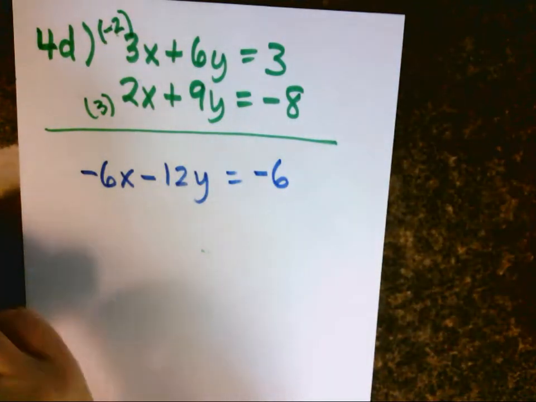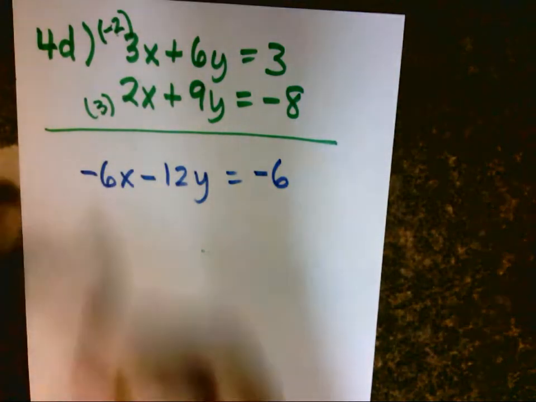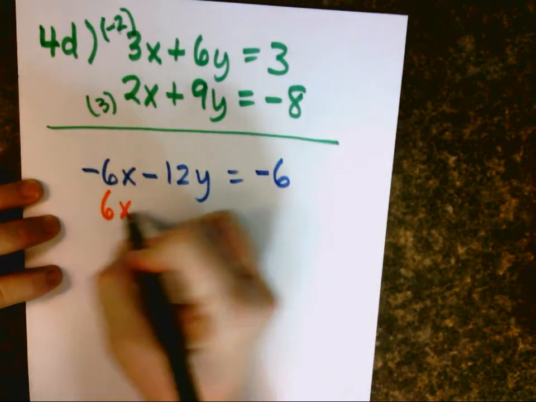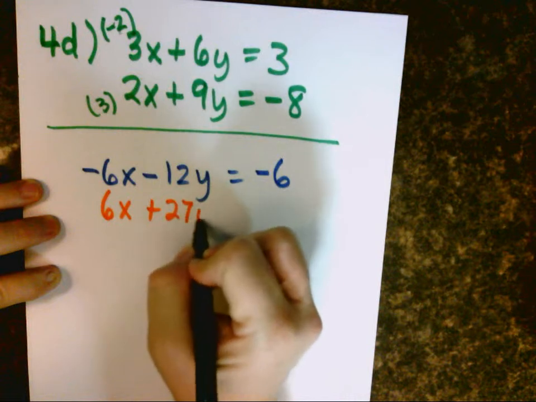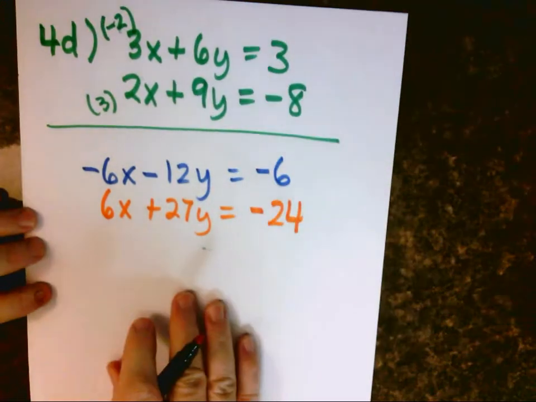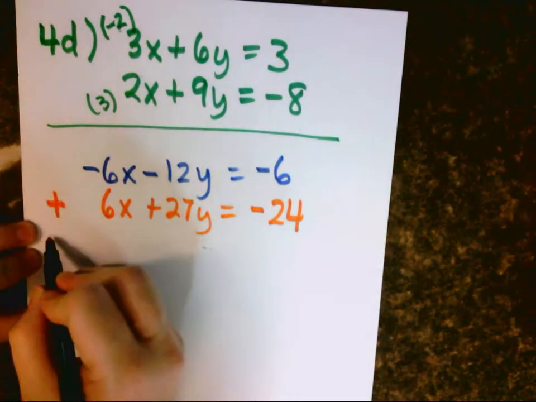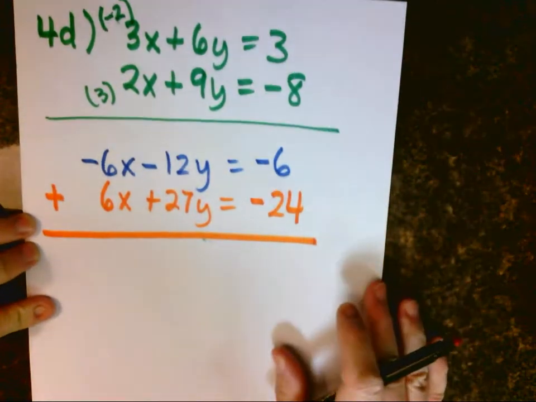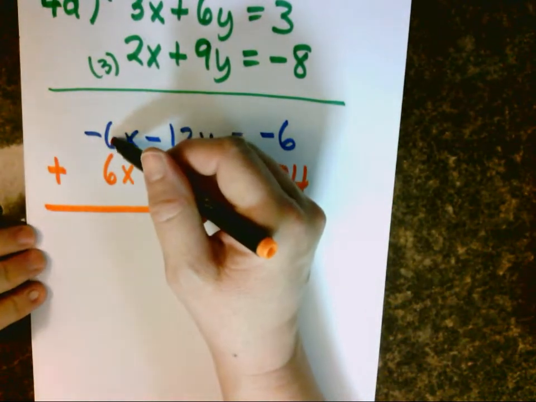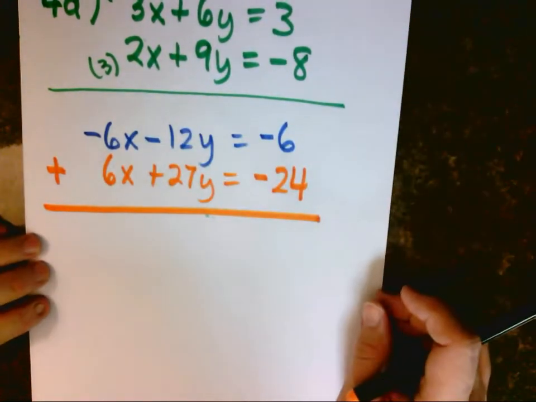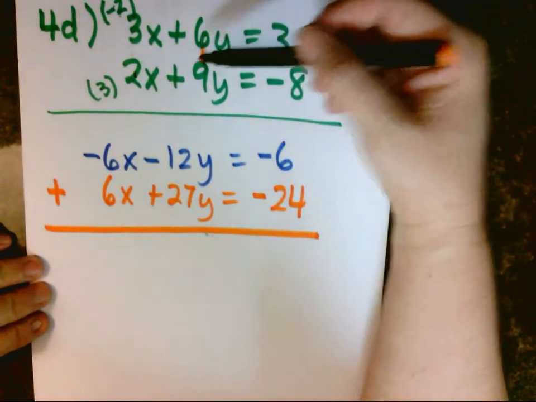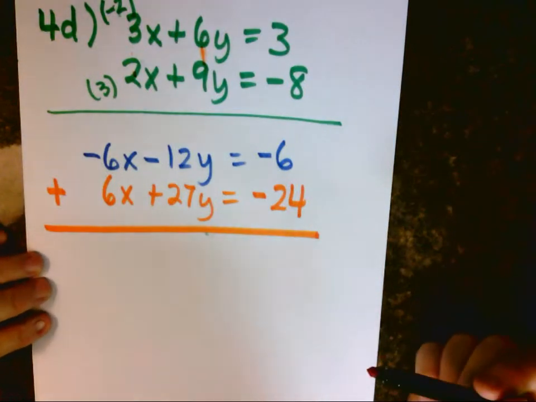Good. And now I'm going to take the other equation and I'm going to multiply it by positive 3 the whole way through. It gives me 6x plus 27y equals negative 24. Okay. Now, if I succeeded, when I add these together now, I should eliminate something. And I did succeed because I got a negative 6 there and a positive 6 there. Again, I just picked the least common multiple of those two numbers. You could have done it right here with these, but I think those are smaller and easier to work with.